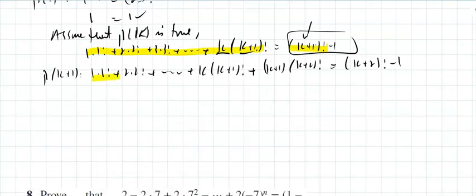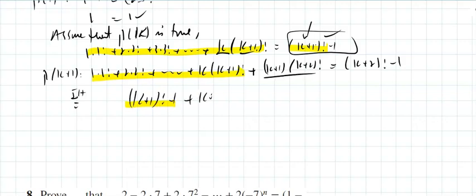This is my assumption. So whenever I use that, I'm going to say induction hypothesis. That is simply k plus 1 factorial minus 1 plus k plus 1 times k plus 1 factorial. So now, when I look at this, I say, all right, let's see, how are we going to do this? We're going to factor out k plus 1 factorial.